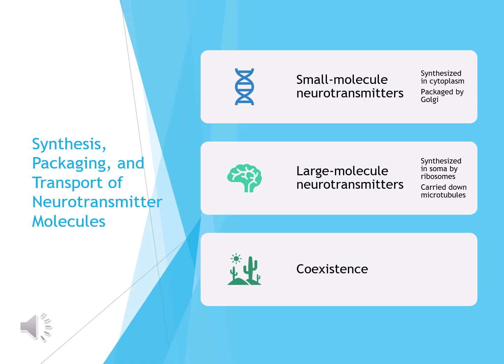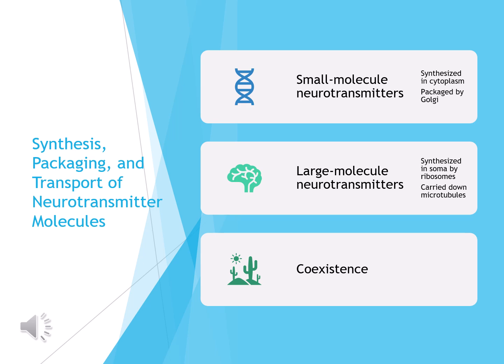There are two main types of neurotransmitters. We've got the small molecule transmitters, which are synthesized in the cytoplasm and packed into vesicles by the Golgi complex, and large molecule transmitters that are synthesized in the soma by the ribosome and then moved down to the terminals by the microtubules. And there can be small and large molecule transmitters in the same terminal button, and this is called coexistence.